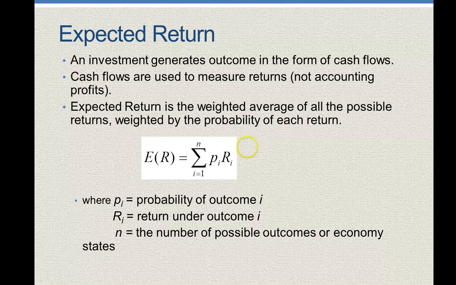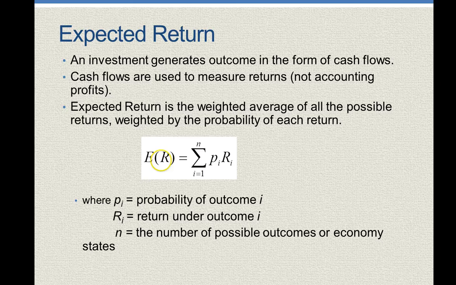So putting that in mathematical terms, expected return equals the sum, where sigma is the summation sign. P is the probability, so Pi here is the probability for outcome i. Sunny day is outcome 1, and rainy day is outcome 2, things like that. You can have various numbers of outcomes.